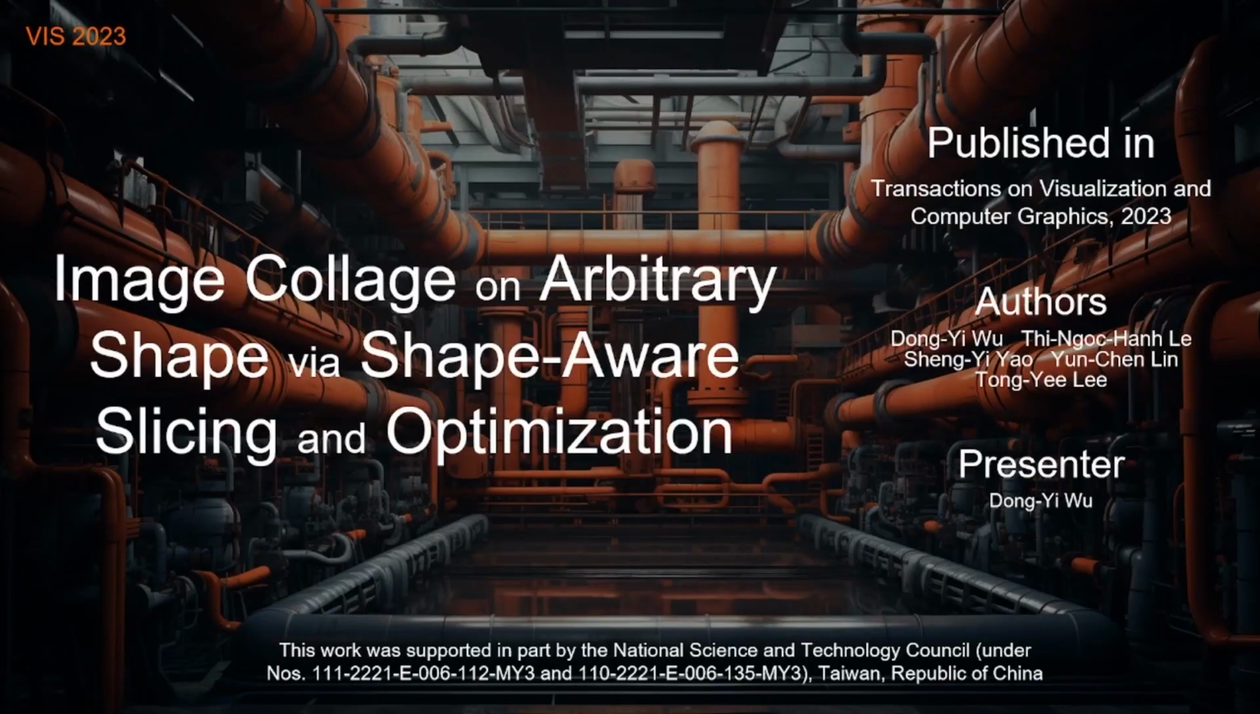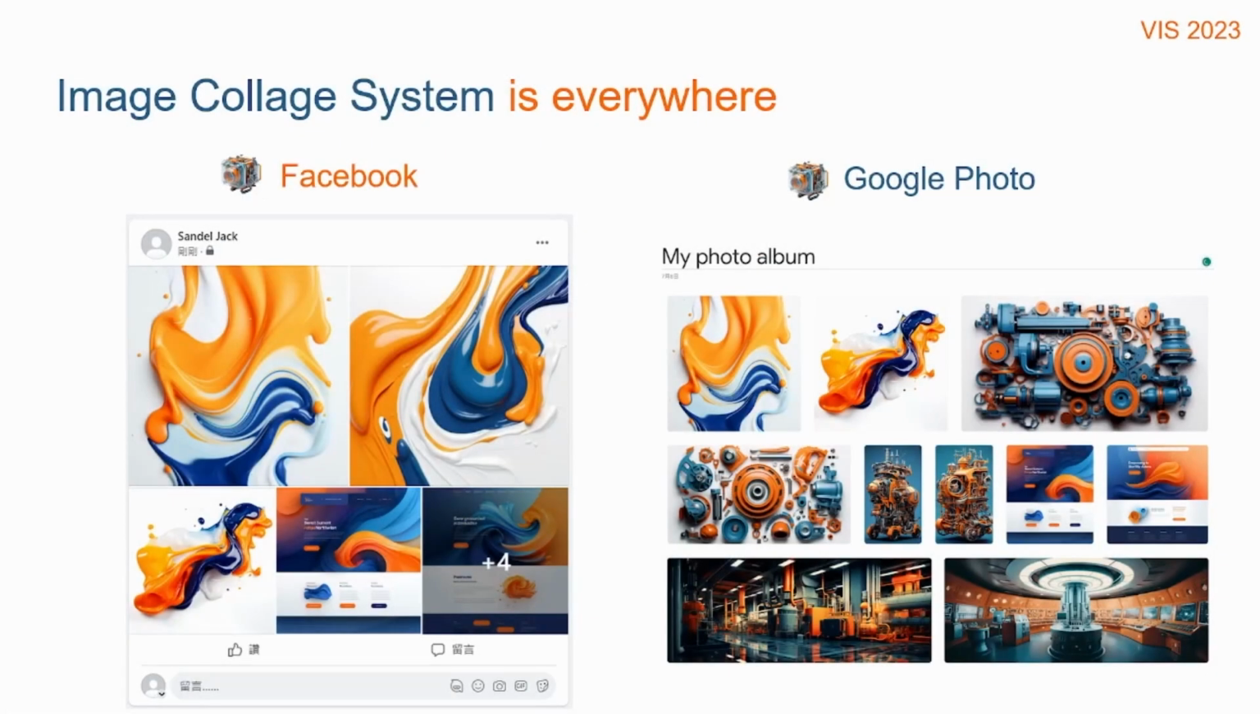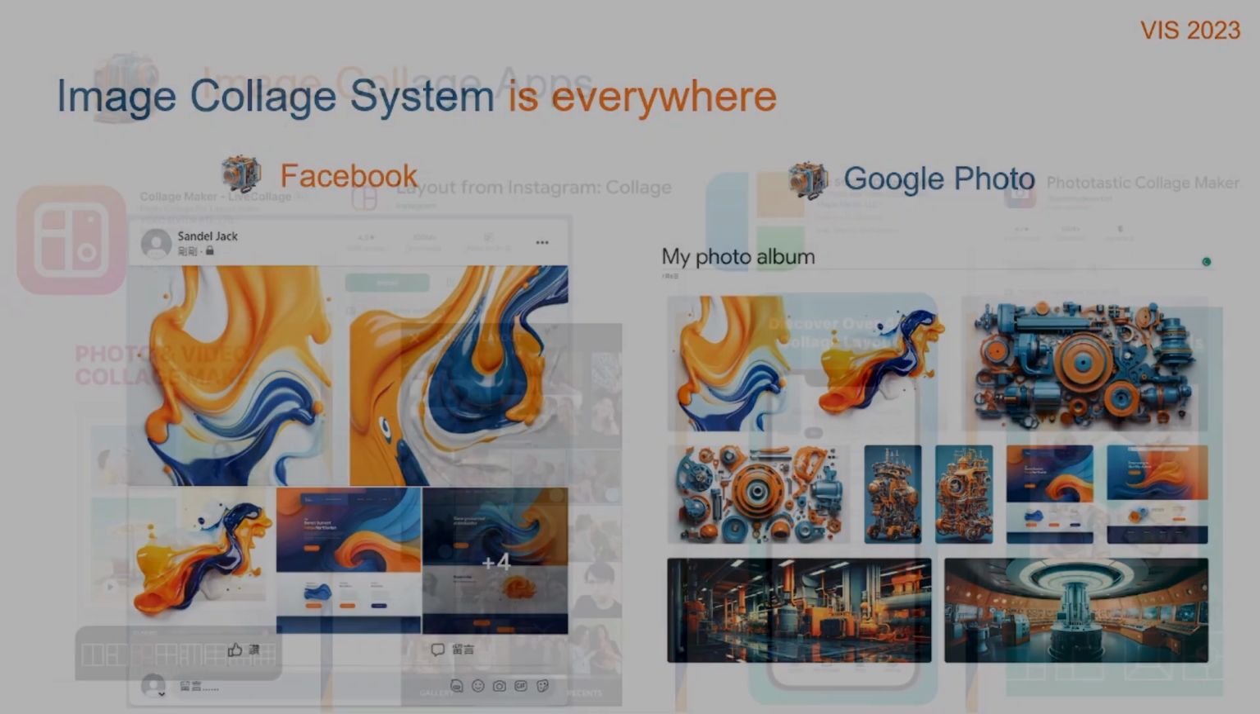In this work, we present a new method for visualizing an image collection on arbitrary canvas shapes. Image collage is an essential tool for visualizing an image dataset. It is common in many applications. For example, social media platforms, like Facebook, automatically arrange users' photos into an image collage format when publishing. Photo managing apps on mobile phones display your photos in a compact and visually pleasing layout.